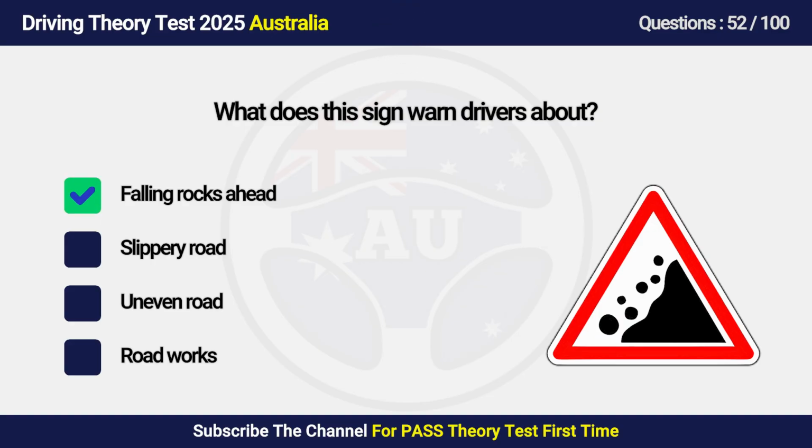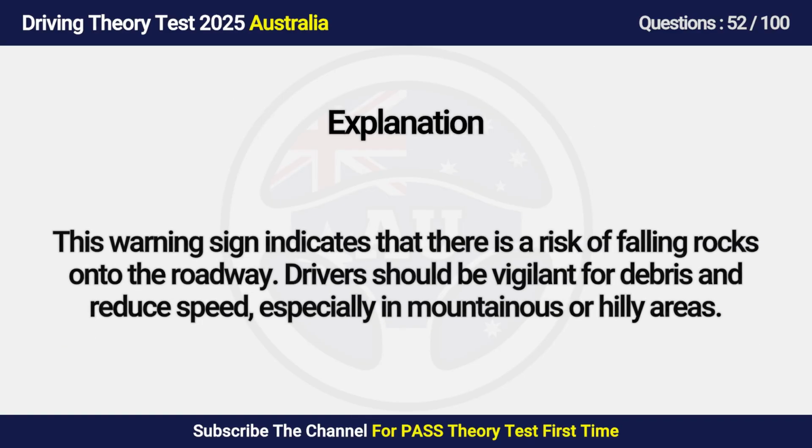Answer is A. Falling rocks ahead. This warning sign indicates that there is a risk of falling rocks onto the roadway. Drivers should be vigilant for debris and reduce speed, especially in mountainous or hilly areas.